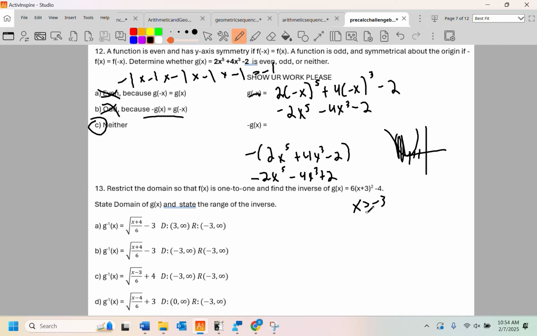Which doesn't do you much good. Actually, it does. Can't be that one. Can't be that one. See, that made it 50-50. Just no domain made it 50-50. The rest of it is writing an inverse.